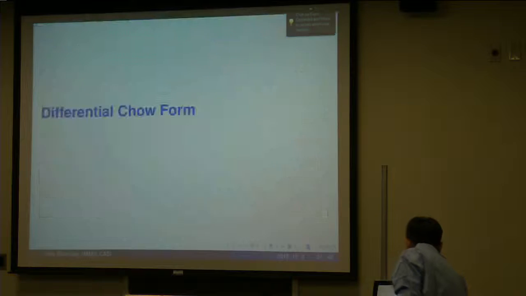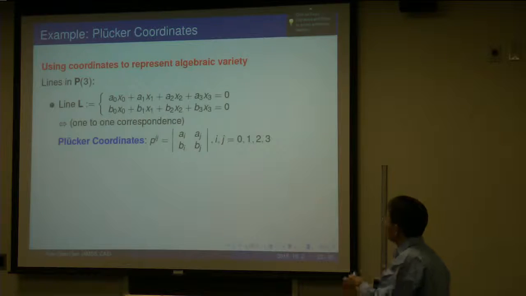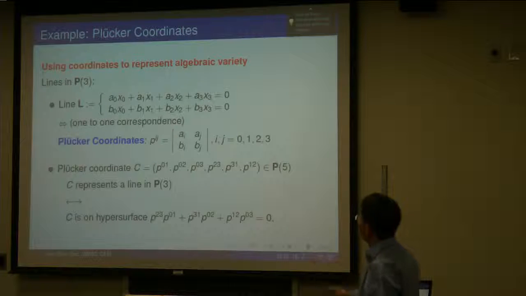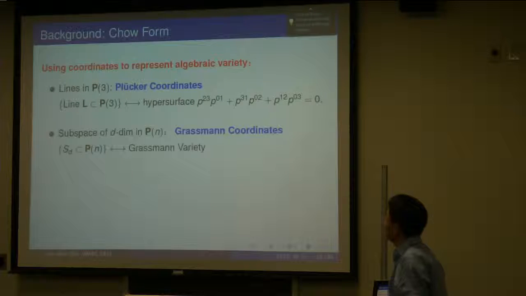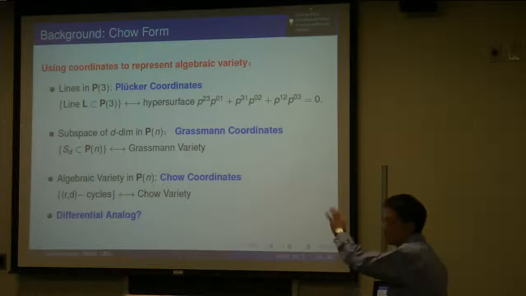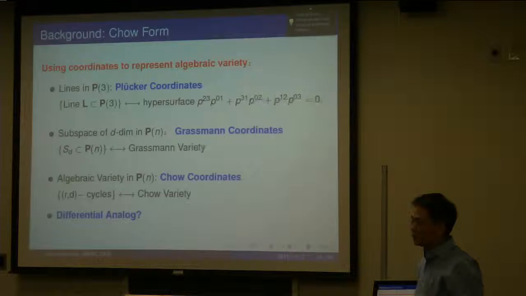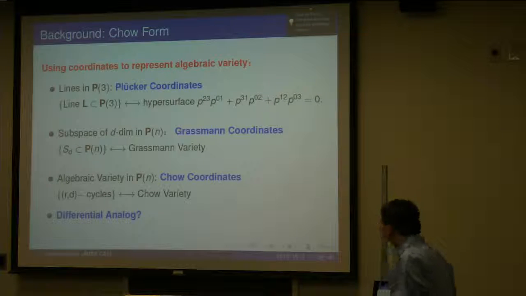Anyway, I think I will go. I think YD already gave a talk here, right? So I will run through it very quickly. The Chow form started with the Plücker coordinates of lines in projective space. That's the Plücker coordinates, and the Grassmann coordinates, and Chow jointly with van der Waerden. So we are trying to do the differential analog of all these, trying to extend this result to differential variables. That's basically the result.